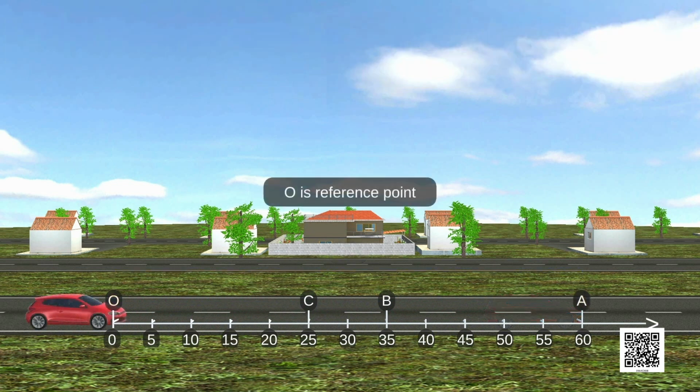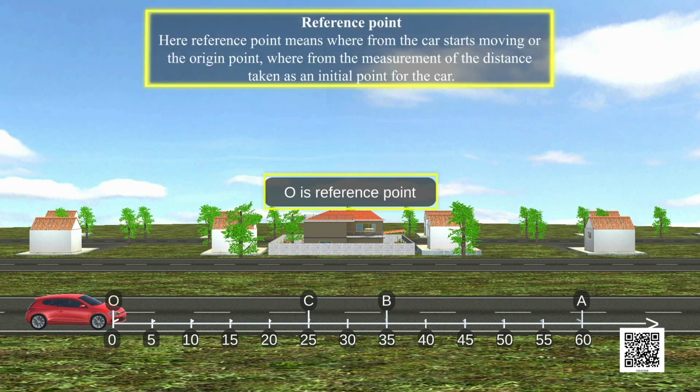Let us see the reference point in straight line. Reference point means where the car starts moving, or the origin point, where the measurement of the distance is taken as an initial point for the car.